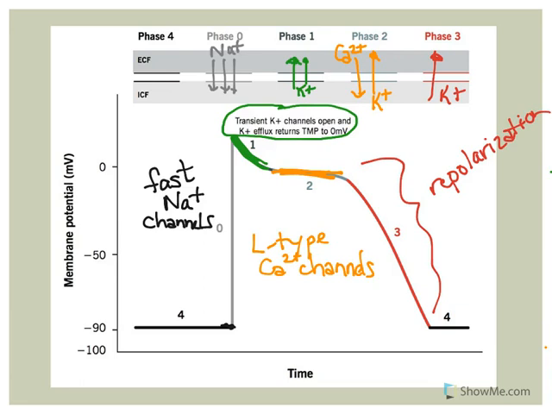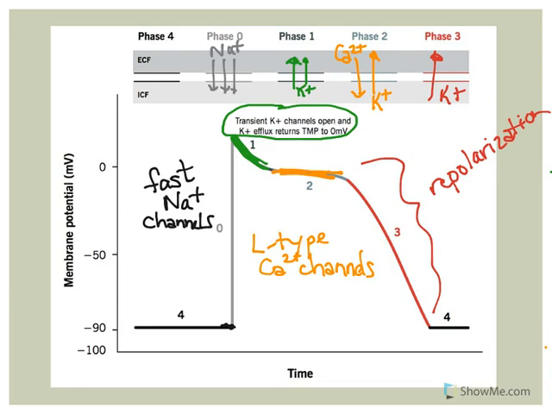So phase 0 is the upstroke, that we have rapid depolarization. Phase 1 is the notch. We've got an initial depolarization, initial repolarization. 2 is the plateau phase. Phase 3, we're repolarizing. Phase 4 is resting membrane potential.